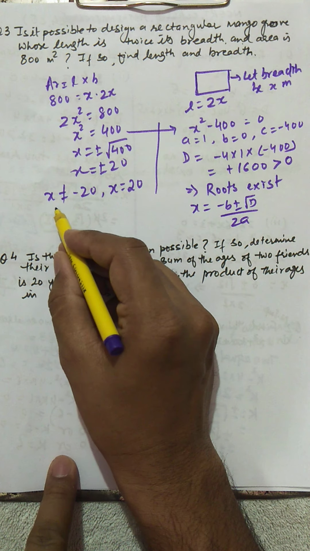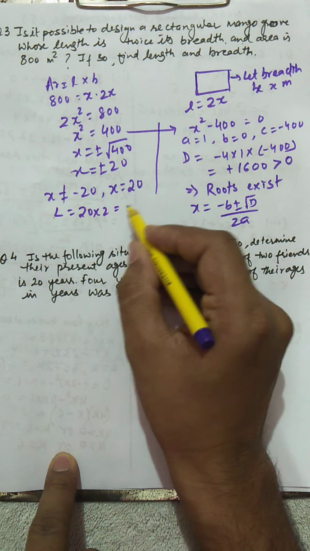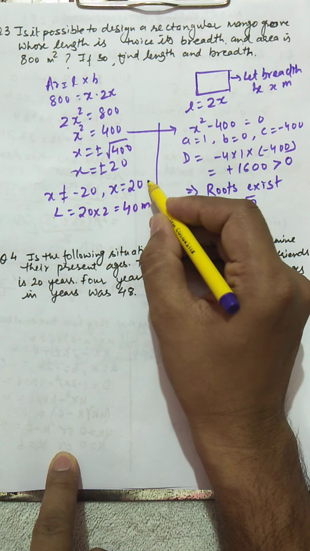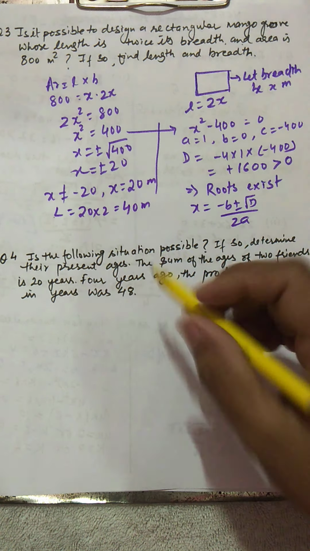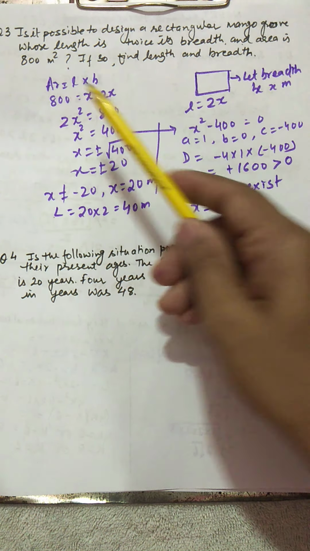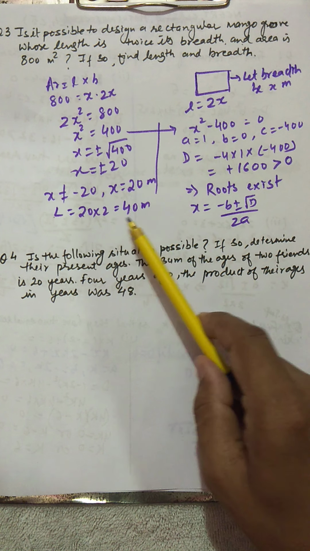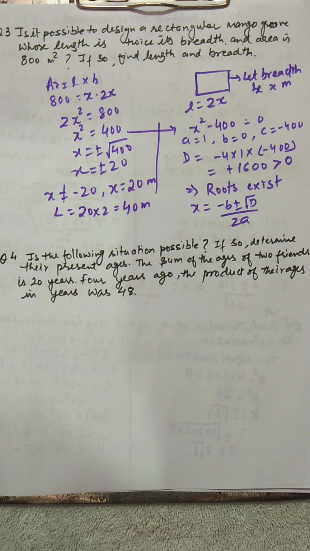So you can write that length will be 20 into 2, 40 meter, and this is your breadth, 20 meter. So multiply 20 and 40, you are going to get 800. So 800 means, because you apply here L into B should be 800. So you are getting L into B as 800. So it means your answer is correct.